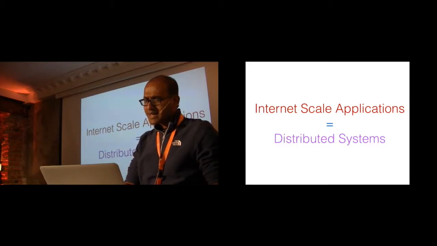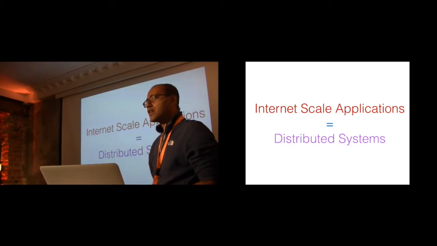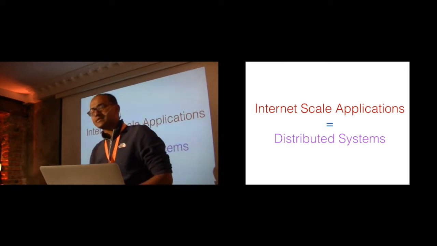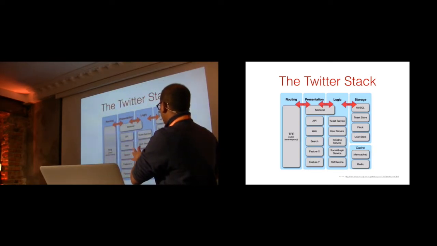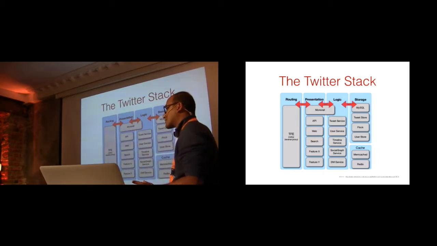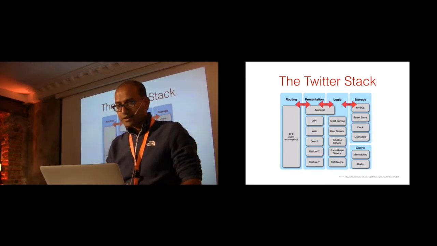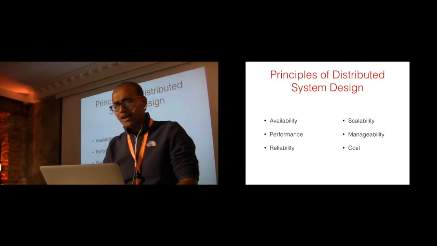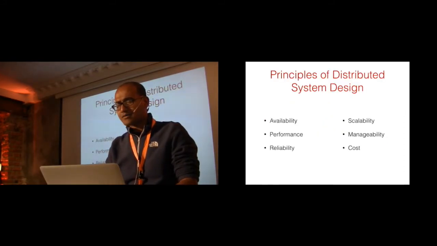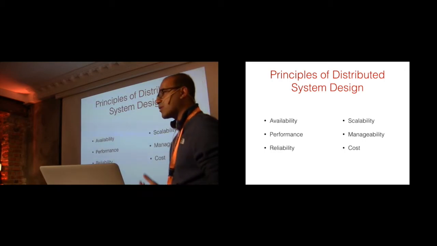So what are internet scale applications? They're distributed systems, right? And what are distributed systems? Distributed systems are applications like this, a bunch of services which work together to provide a particular service. That's what distributed systems are at the end of the day. So most internet scale applications are distributed systems, and the principles of distributed systems are pretty much like six things. Availability. Availability means that the service has to be always available.